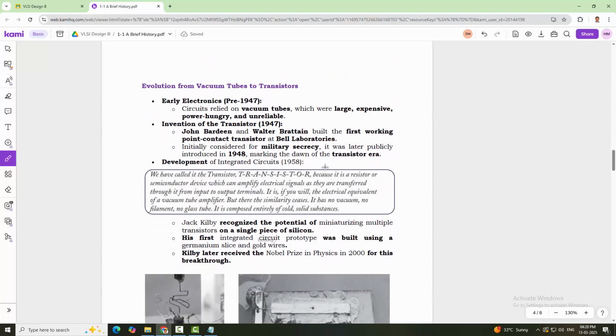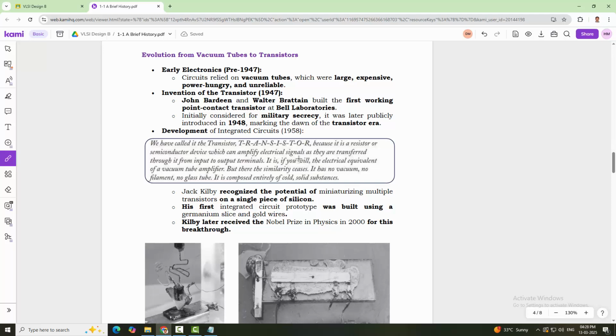Now let us look at a little bit of history related to vacuum tubes and how we moved towards transistors. The evolution of vacuum tubes to transistors. Before 1947, vacuum tubes were ruling the world. The moment we say vacuum tubes, you can imagine something like an incandescent bulb; the structure looks like incandescent bulbs. It contains an anode, cathode, and grid. Those were the terminals of the vacuum tube.